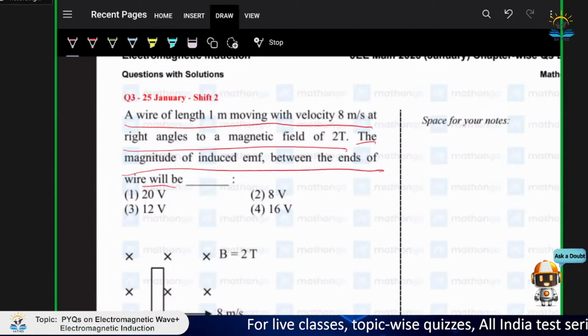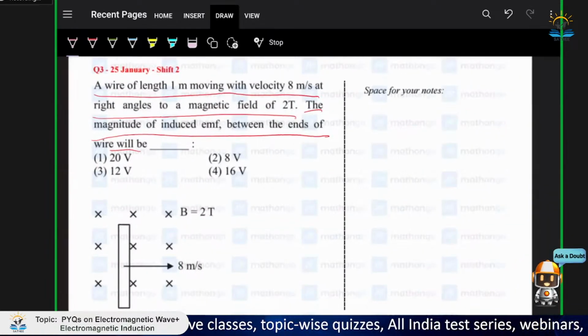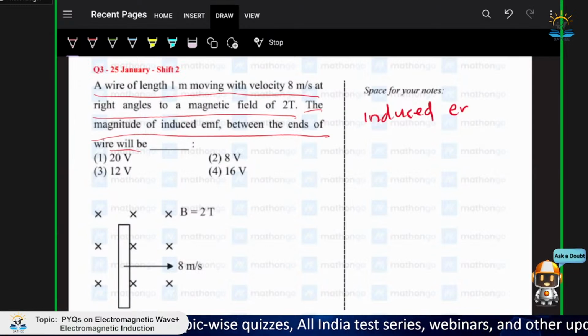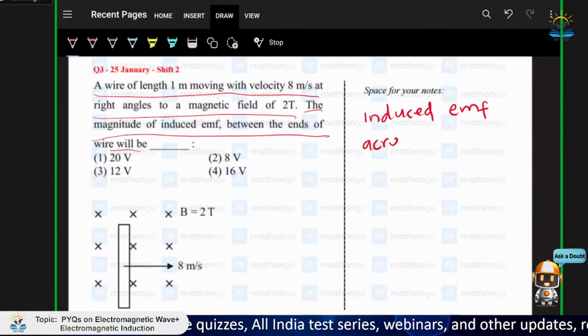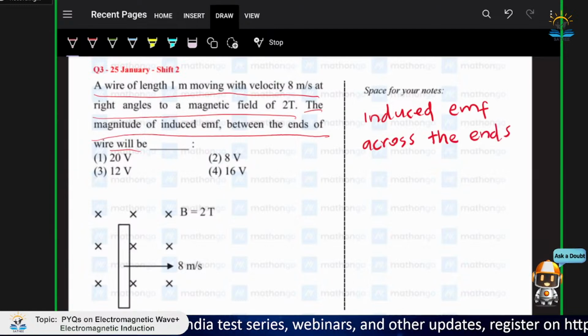We know the induced EMF across the ends, what is the formula? It is B L V.